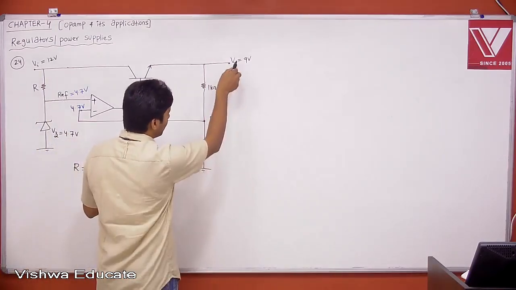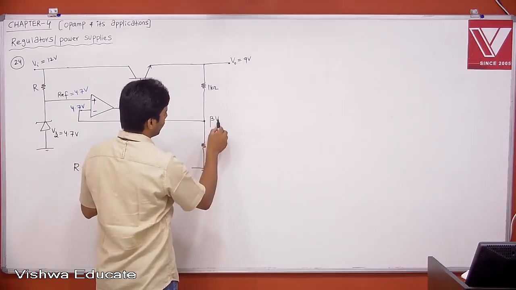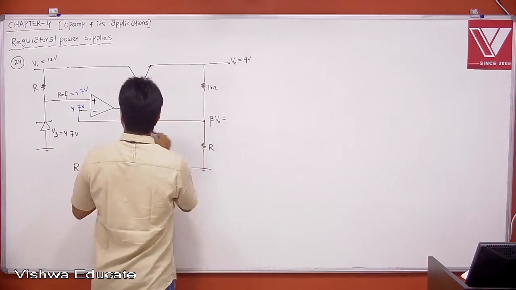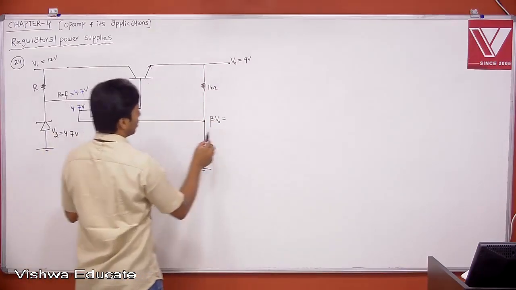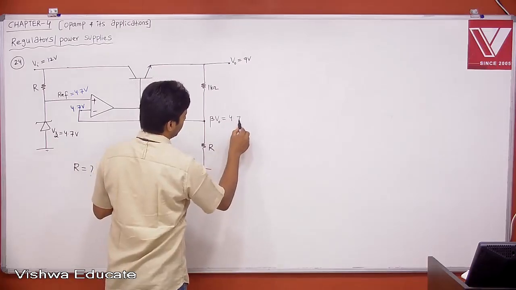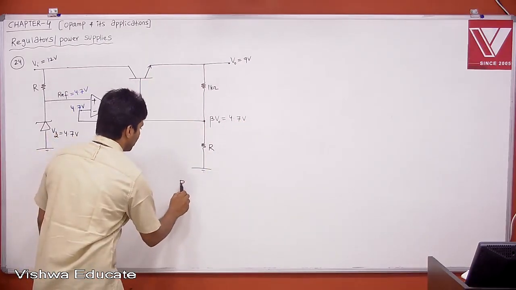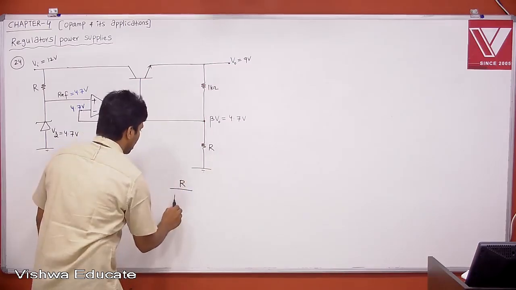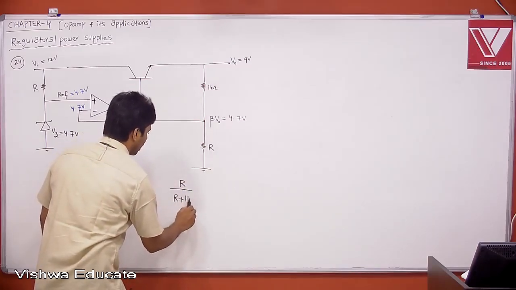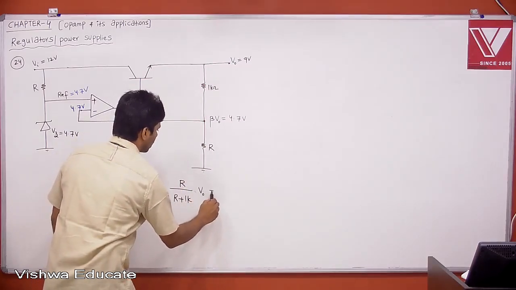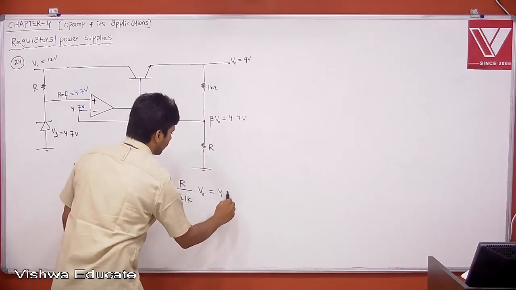This is nothing but you are sampling your output voltage through the beta network. Therefore this is your beta network. What is beta V0? Beta V0 should be equal to 4.7. I think the problem is over. Therefore tell me what is beta. Beta is nothing but R2 divided by R1 plus R2. So R divided by (R plus 1K) into V0 is equal to 4.7.